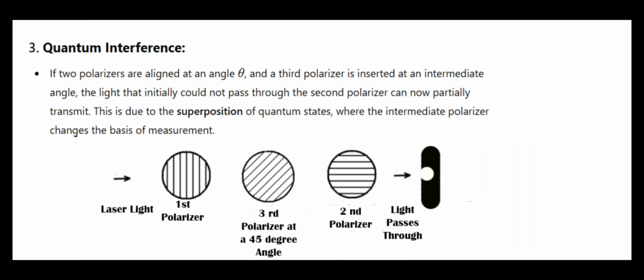3. Quantum interference. If two polarizers are aligned at an angle theta, and a third polarizer is inserted at an intermediate angle, the light that initially could not pass through the second polarizer can now partially transmit. This is due to the superposition of quantum states, where the intermediate polarizer changes the basis of measurement.